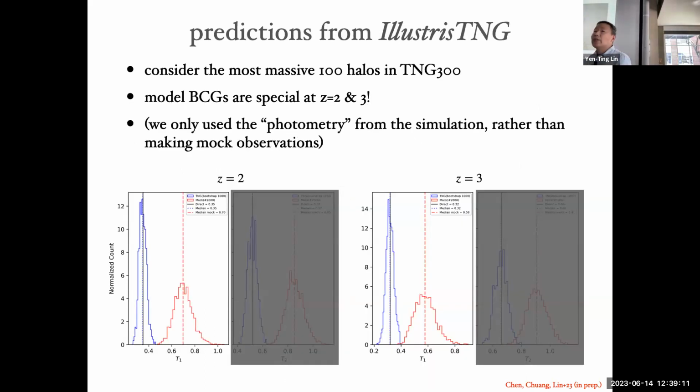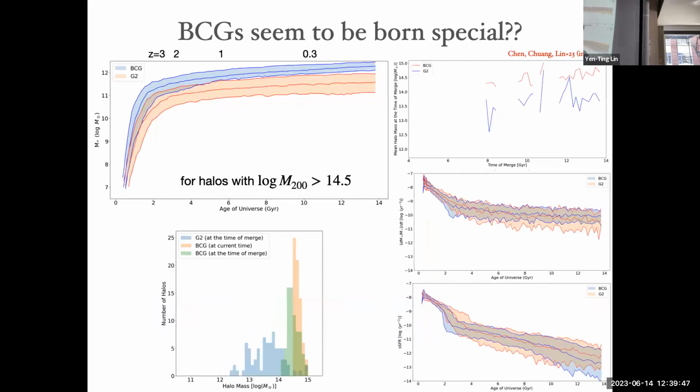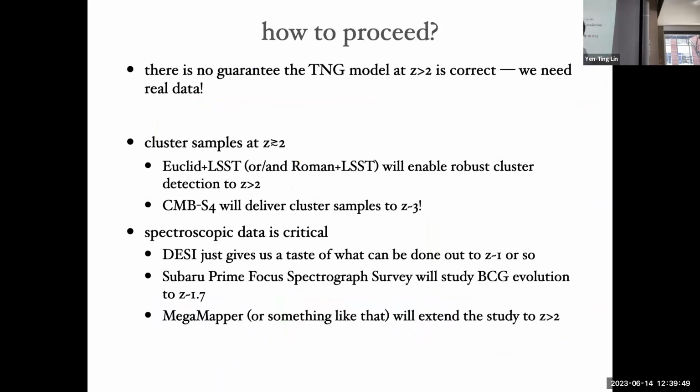So how about theoretical expectations? By applying the TR test to the 100 most massive halos from the IllustrisTNG 300 box, we found that the BCGs really stand out at redshift 2 and 3. So they are just special in this simulation. As for why, I think I have some ideas, but due to the time limit, I will skip this, but please ask me later if you are interested.